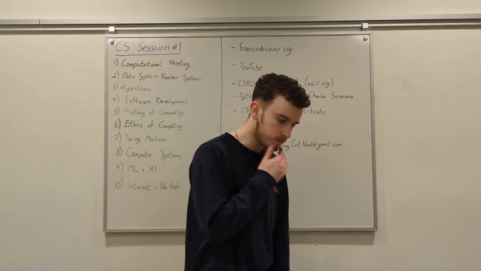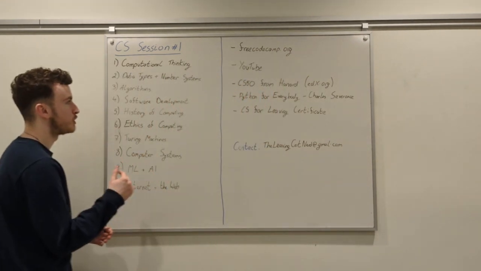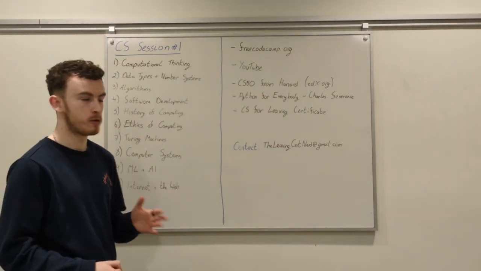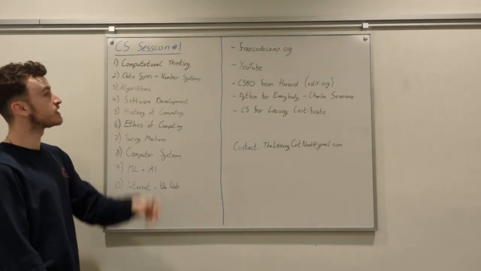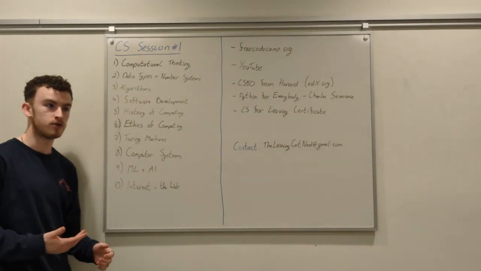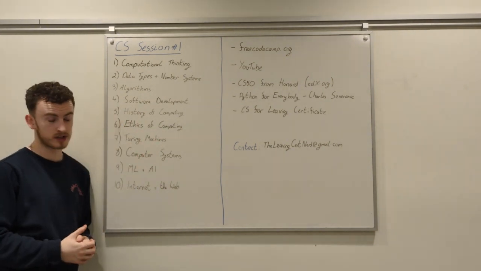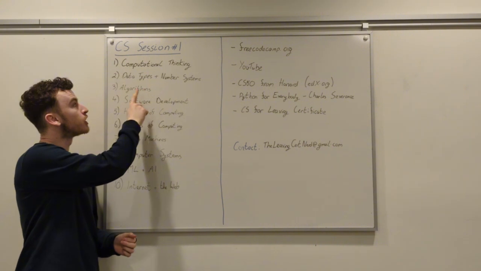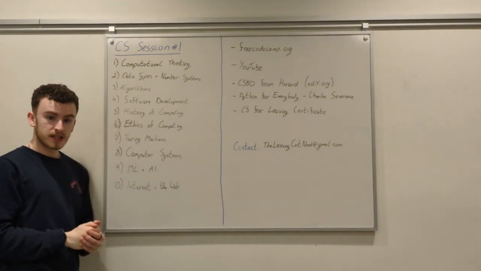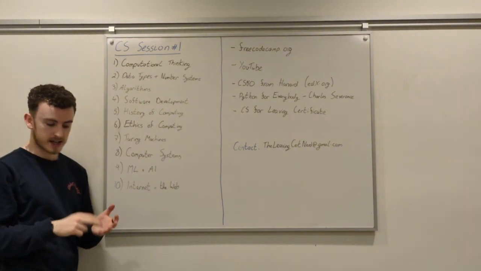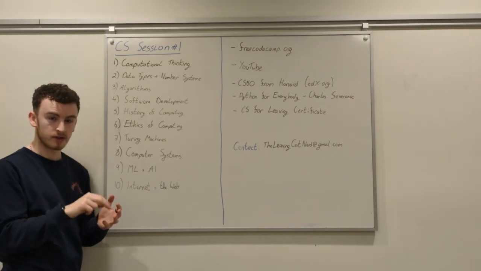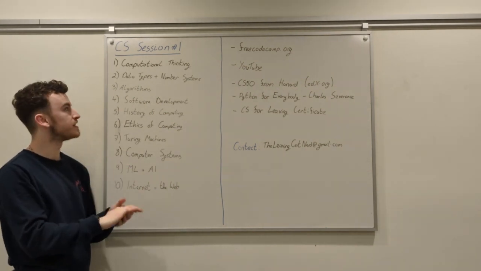So, coming back now to what we're actually going to cover over the course of the next couple of sessions. We're going to start off today after I do a quick course introduction. I'm going to go through computational thinking. We're going to get you thinking like a computer scientist. Then we're going to move on to data types and number systems. So that's obviously different data types, and then things like binary, ASCII, hexadecimal, all those kinds of things.